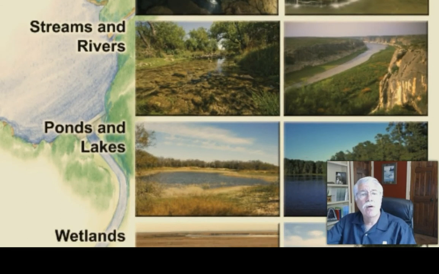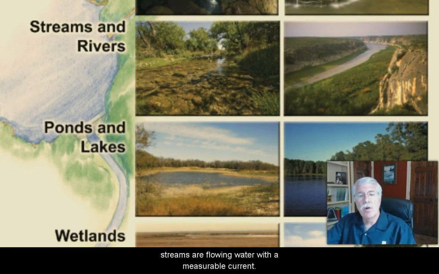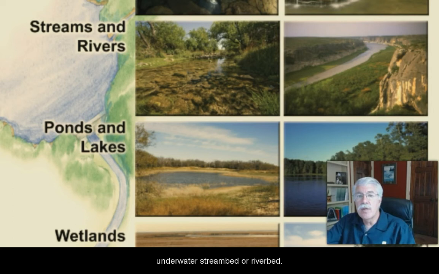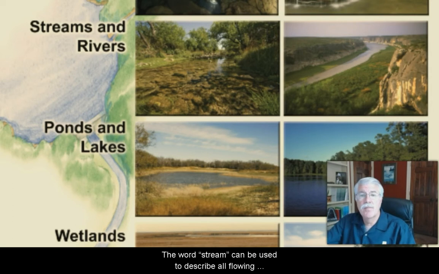Next, let's talk about streams. Rivers and streams are flowing water with a measurable current. The current flows between the stream banks and over an underwater stream bed or riverbed. Now, the word stream can be used to describe all flowing natural waters. Rivers, well, they're just large streams.